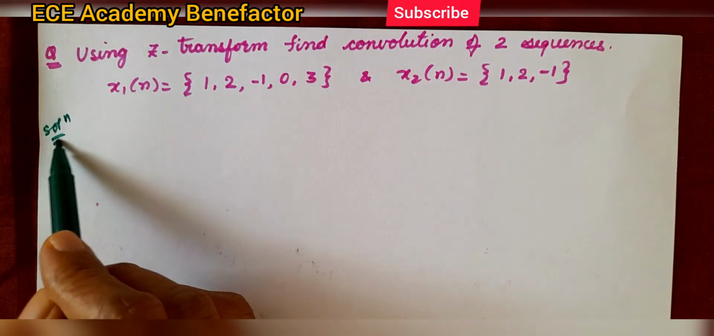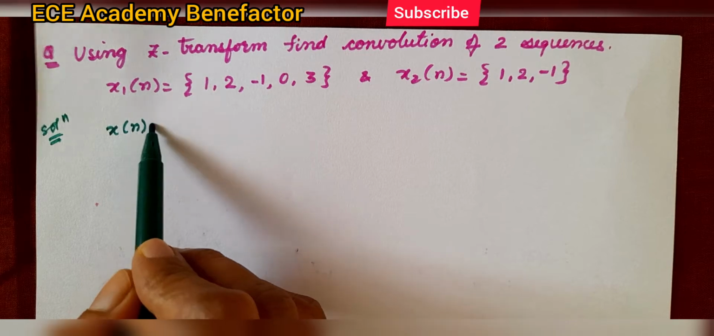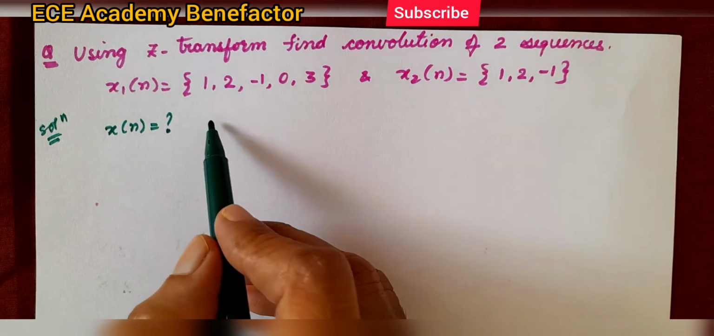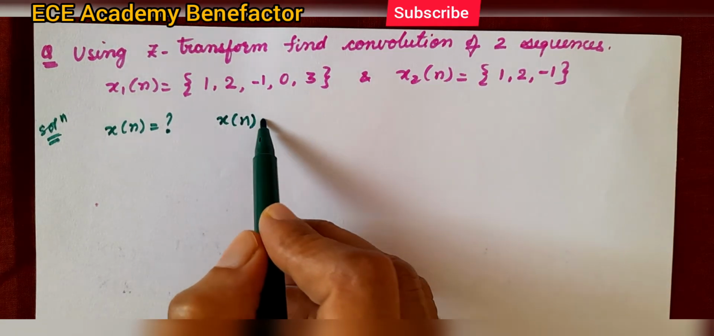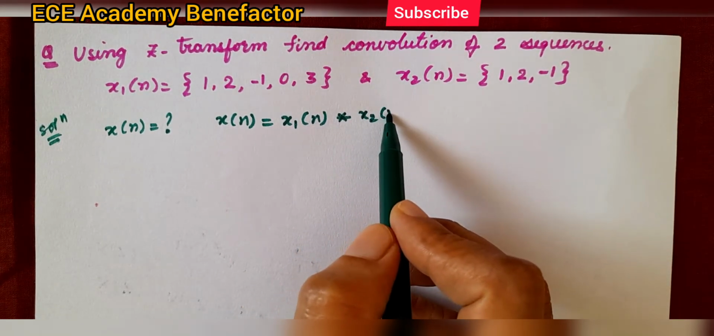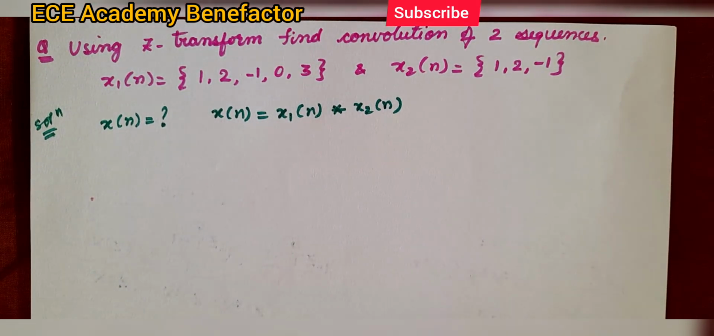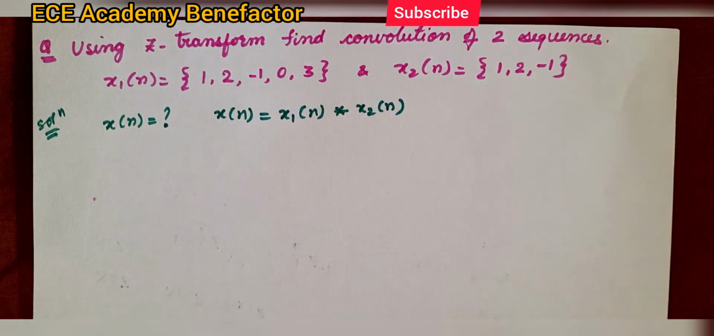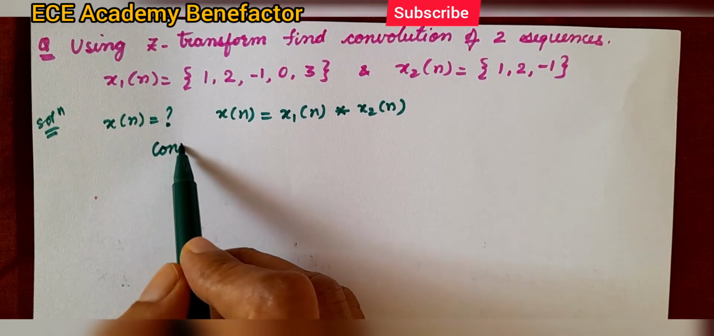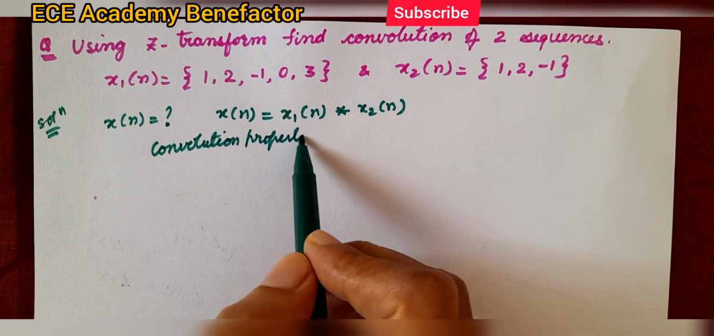So, what is the question asking you to find? You have to find x of n, the convolution. What is this x of n? X of n is the convolution of the given two sequences, x1 of n star x2 of n. You have to find the convolution of two sequences using Z transform. So, very clear it is. You have to use the convolution property for Z transform.